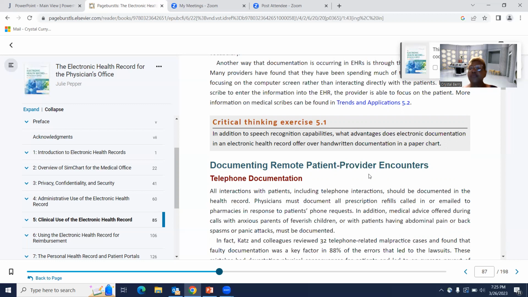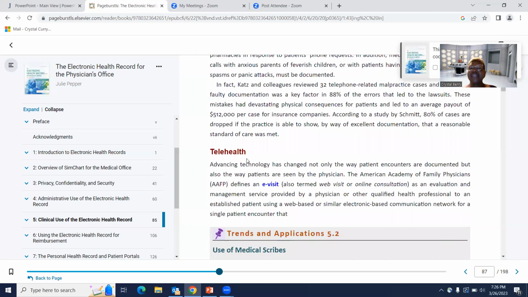Documenting remote patient-provider encounters, telephone documentation. All interactions with patients, including telephone interactions, should be documented in the health record. Telehealth: advancing technologies have changed not only the way patient encounters are documented, but also the way patients are seen by the physician.